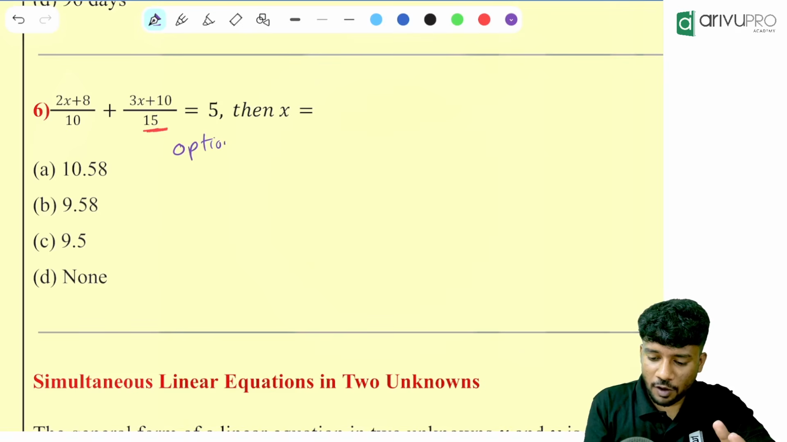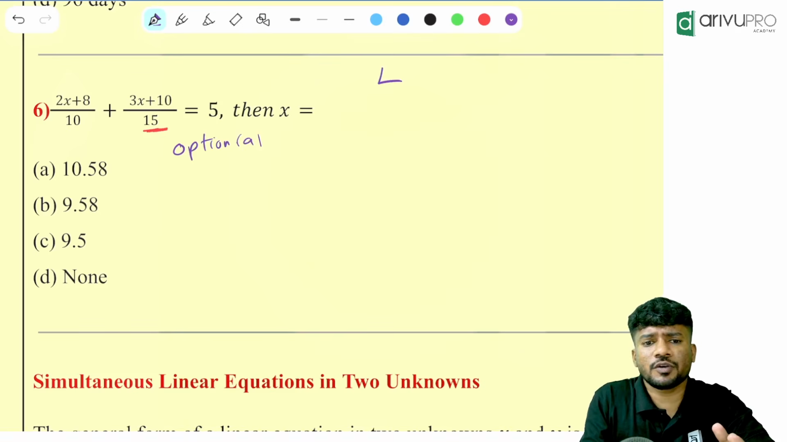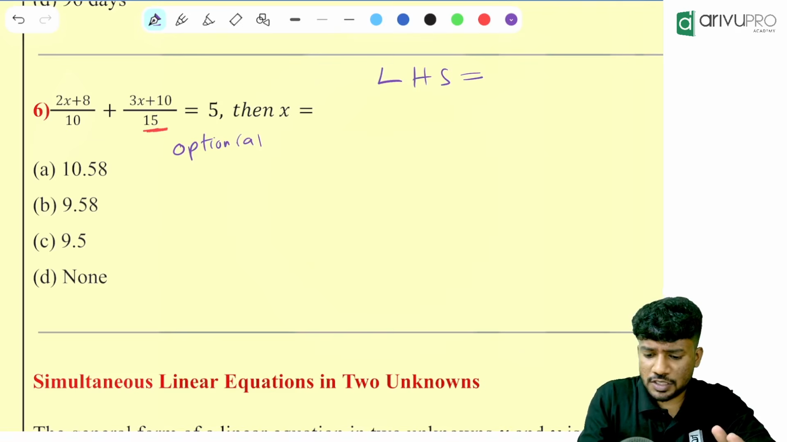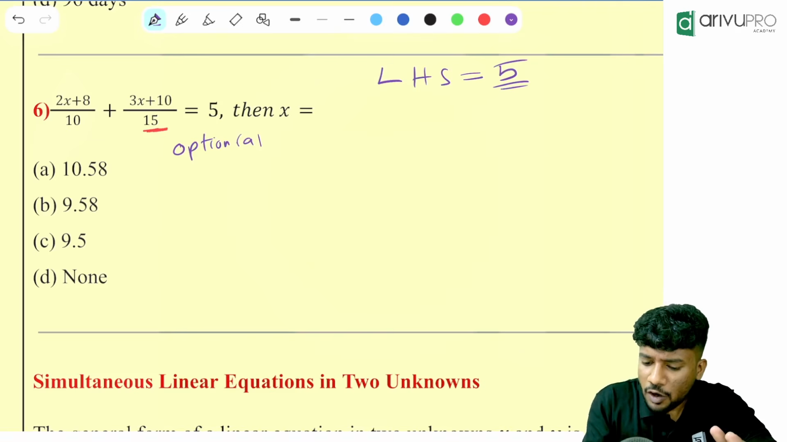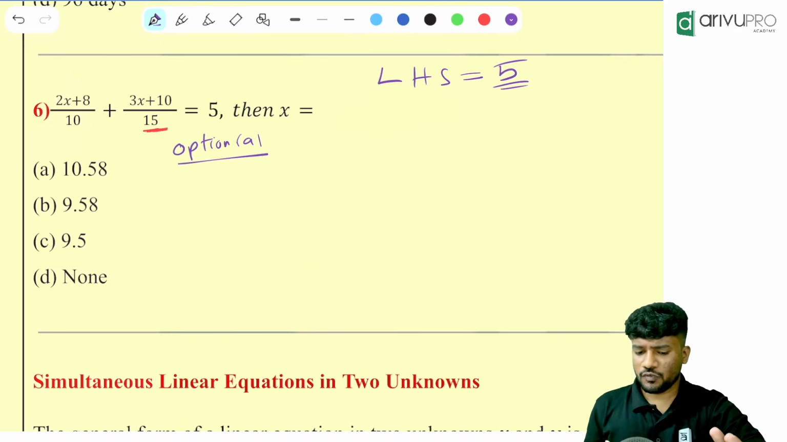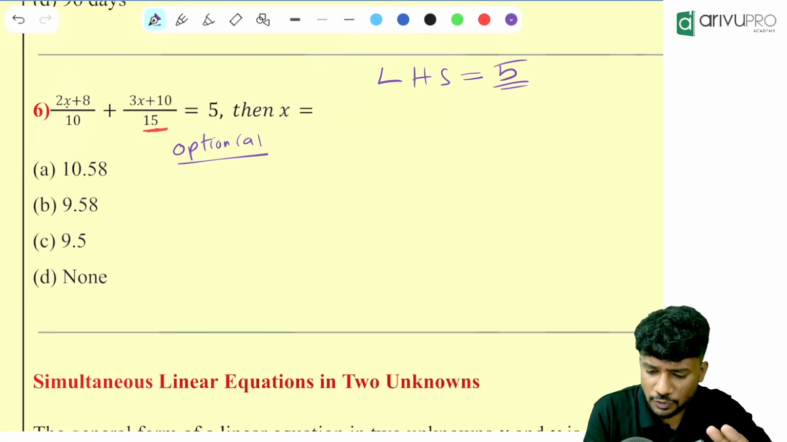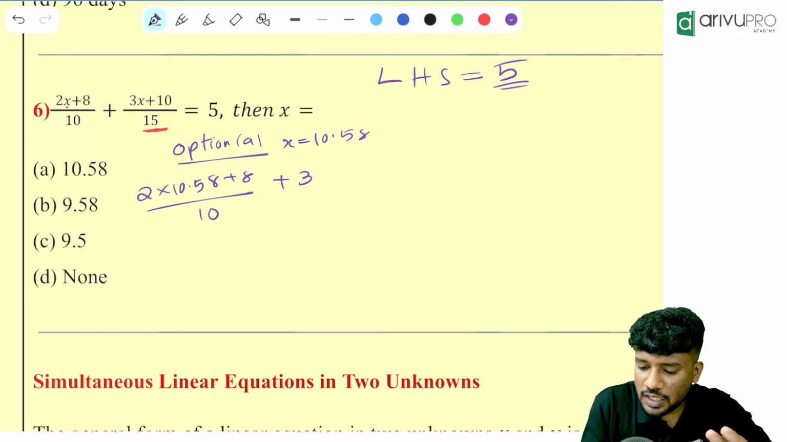Okay, try option A. LHS is how much over here? LHS is 5. With option A, that means instead of X you will put 10.58. That means 2 into 10.58 plus 8 divided by 10 plus 3 into 10.58 plus 10 divided by 15.